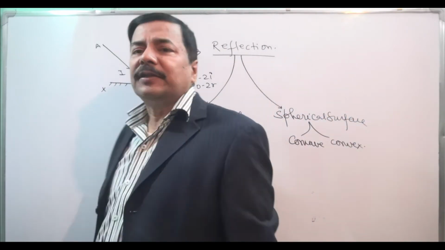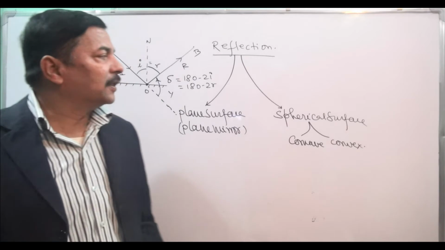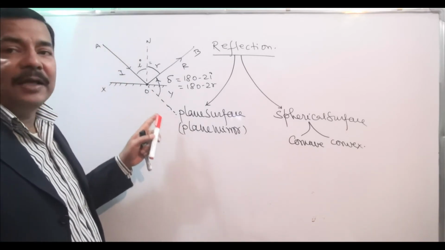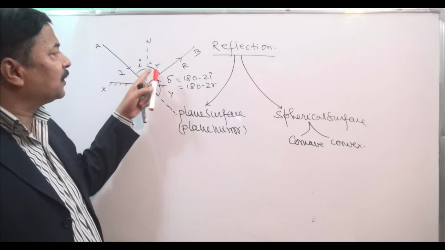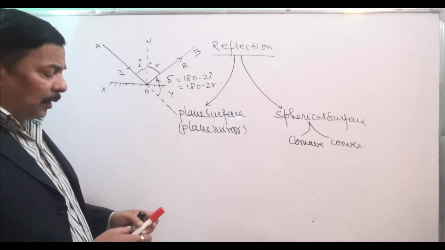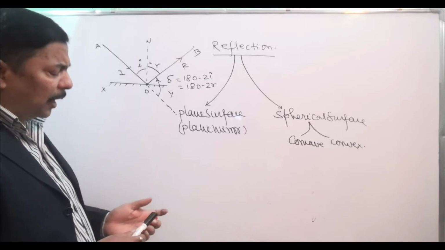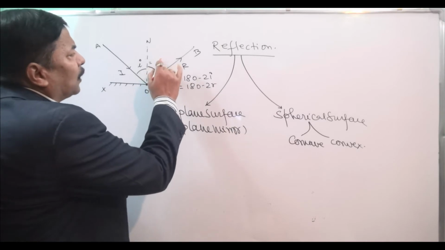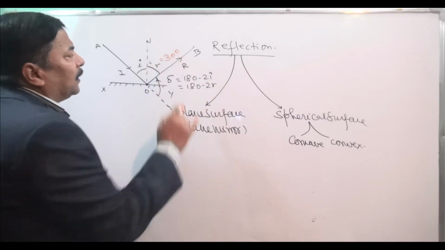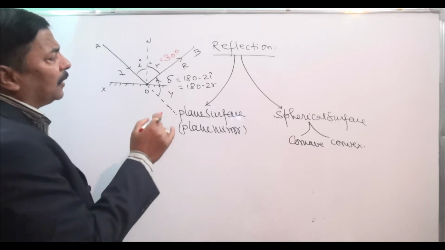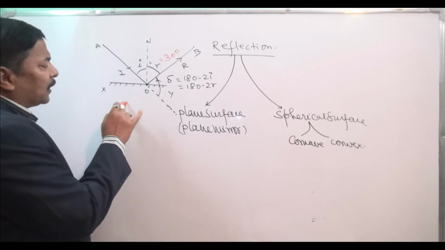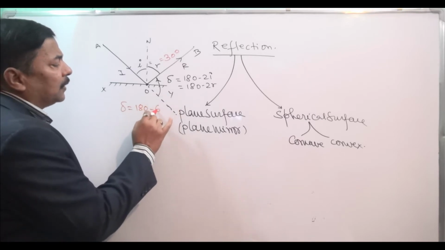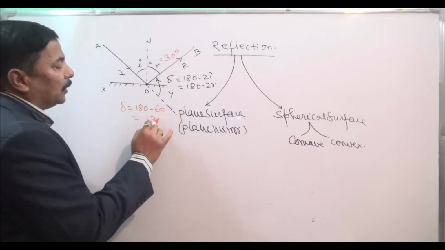So you all should understand very carefully that the law of reflection suggests that the incident ray, reflected ray and normal lie in the same plane, and the angle of incidence is equal to the angle of reflection. Now a very simple question: if I take R equals 30 degree, then what is the value of delta? Delta will be 180 minus 2 into 30, that is 180 minus 60, so that is 120 degree.